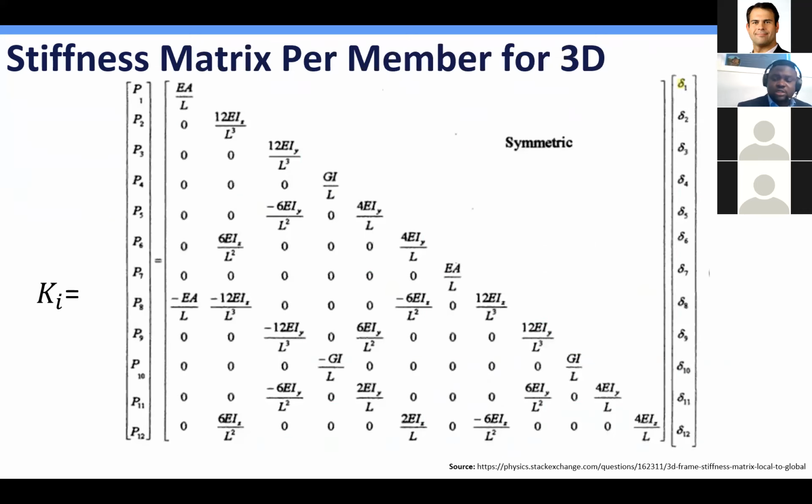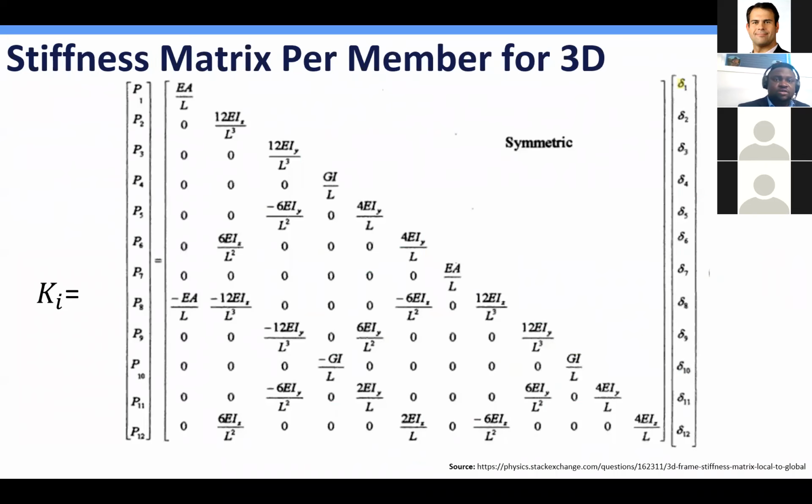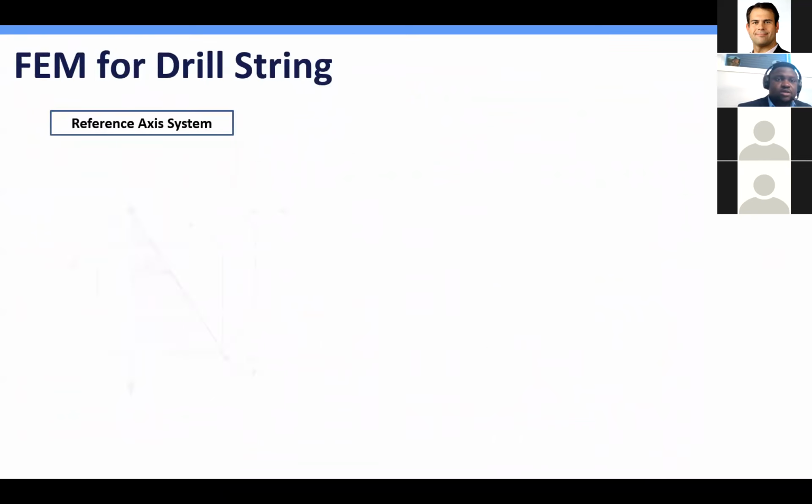So this is symmetrical across. You see that everything you have here is just flipped over on the other side. So that's where you get this equation for the stiffness matrix.